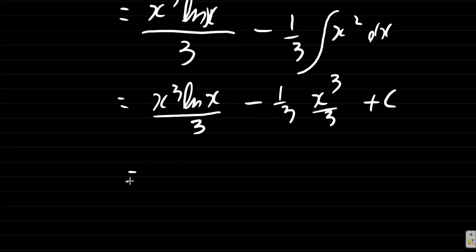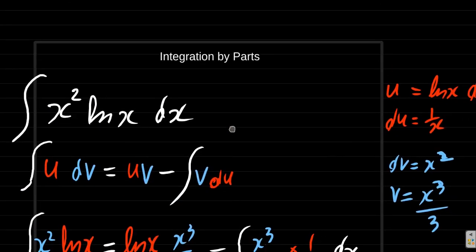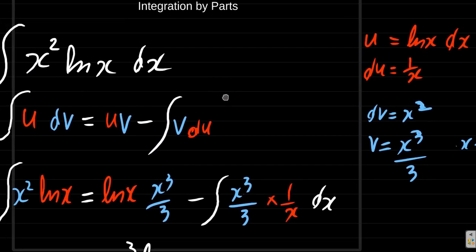So this is x cubed ln x divided by 3 minus x cubed divided by 3, 3 is 9 plus c. All right. So here, just go through it again. Let's look at it again.